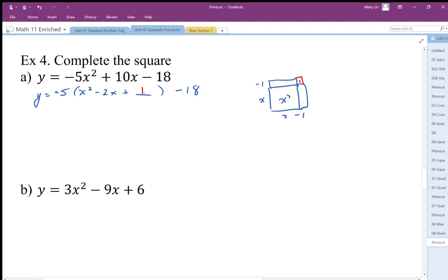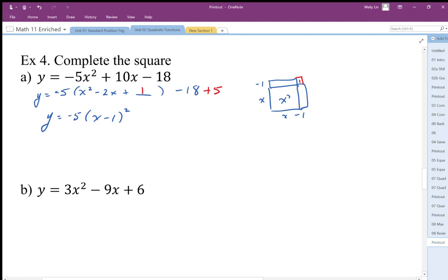Now, because that 1 was not there to start with, I use it to finish off the square, or complete the square. I have to balance it with negative 5 ones, or plus 5. So now I have my square. I have balanced my equation, which is important. And I can write my graphing form.